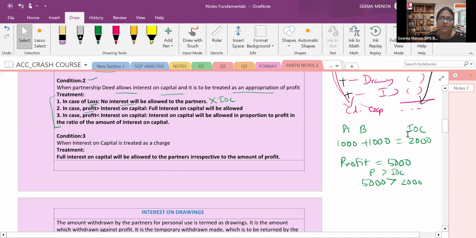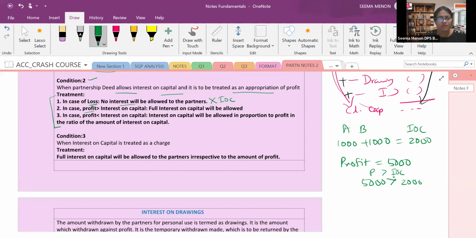So if the profit is greater than interest on capital, it will be allowed. Now, in case profit is less, it is reverse. Our interest on capital is 2,000. We made simply a profit of 500 rupees. Our profit is less than interest on capital.